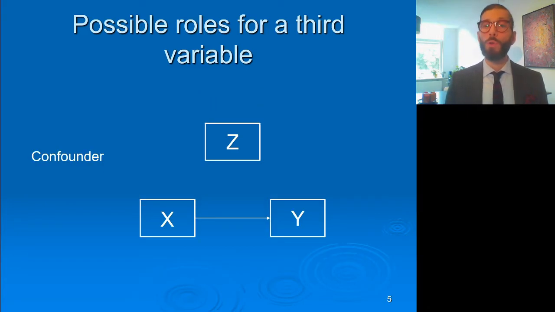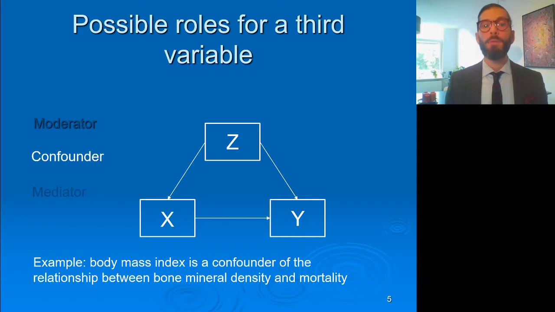A third variable can also be a confounder. For example, when the third variable Z causes both X and Y, thereby causing X and Y to appear related or changing the relationship between X and Y, then we can call Z a confounder. For example, the body mass index, BMI, is a confounder of the relationship between bone mineral density and mortality. So body mass index influences both the bone mineral density and people's mortality, and bone mineral density also has a unique relationship with mortality, but that relationship becomes influenced by the role of BMI.